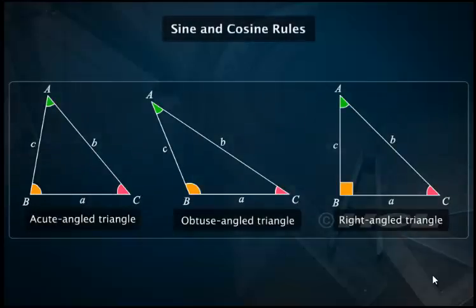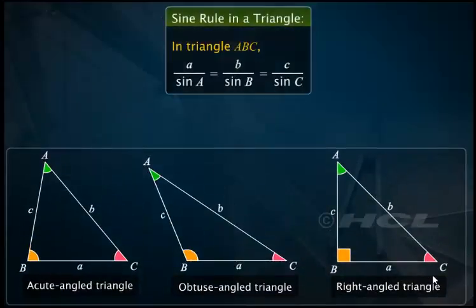We have learnt the sine and cosine rules for triangles, and we know that these rules apply to any triangle. Let's go over them. The sine rule states that the length of any side of a triangle is proportionate to the sine value of the angle opposite. That is, in a triangle ABC, a over sine A equals b over sine B equals c over sine C.